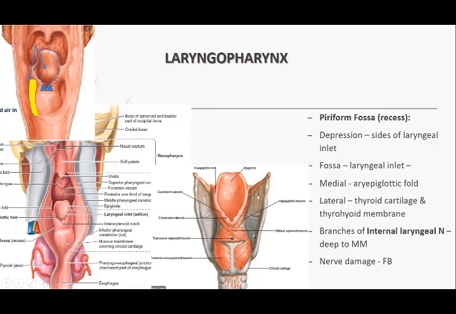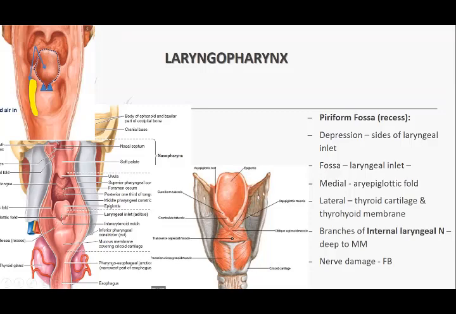And how is the lateral boundary of this piriform fossa formed? Above, by the hyoid membrane, these fibers that you can see, hyoid bone, thyroid cartilage. So you have the hyoid membrane. The piriform fossa is covered by mucous membrane, and deep to the mucous membrane you have branches of the internal laryngeal nerve and blood vessels, the superior laryngeal blood vessels.